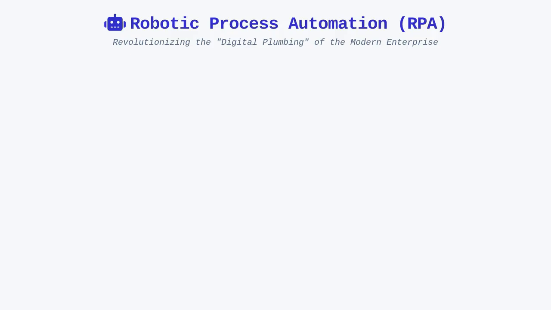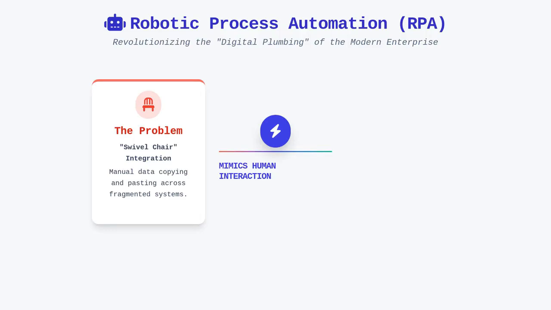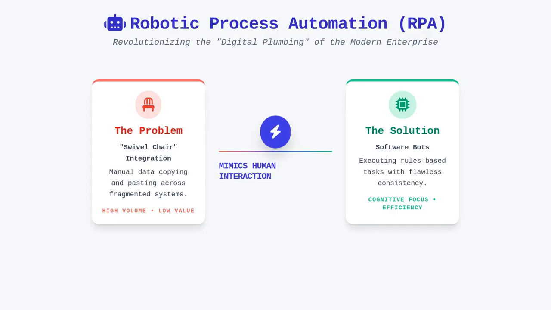Robotic process automation, or RPA, represents a shift in how we approach the digital plumbing of modern enterprises. At its core, the technology is designed to mimic human interaction with software to execute repetitive and rules-based tasks across various applications. If you have spent any time in an office environment, you are likely intimately familiar with the swivel chair integration, where a human manually logs into one system, copies data, and pastes it into another. RPA aims to replace these high-volume, low-value human interactions with software bots, thereby allowing employees to focus on cognitive tasks that actually move the needle.